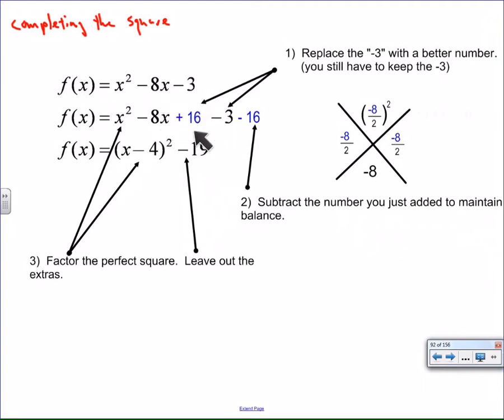But I cannot just add 16 without countering that by taking away 16. So I add 16 and group it with the first three. I take away 16 and group it with the leftovers. These first three terms factor to become x minus 4 times x minus 4, and negative 3 minus 16 is negative 19. So this is switched now from standard form into vertex form.